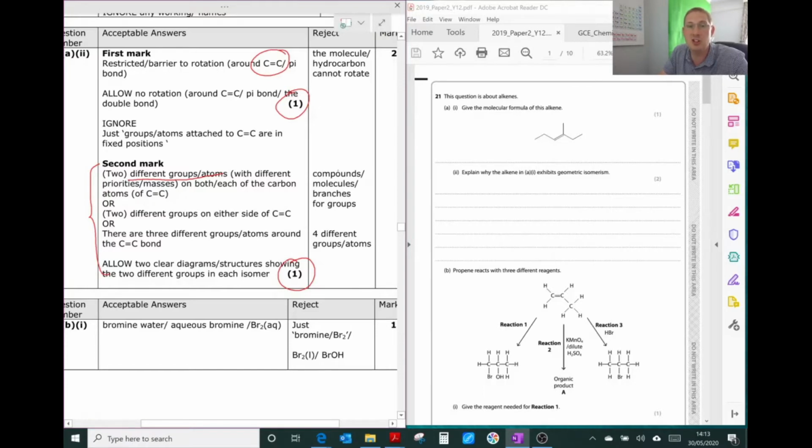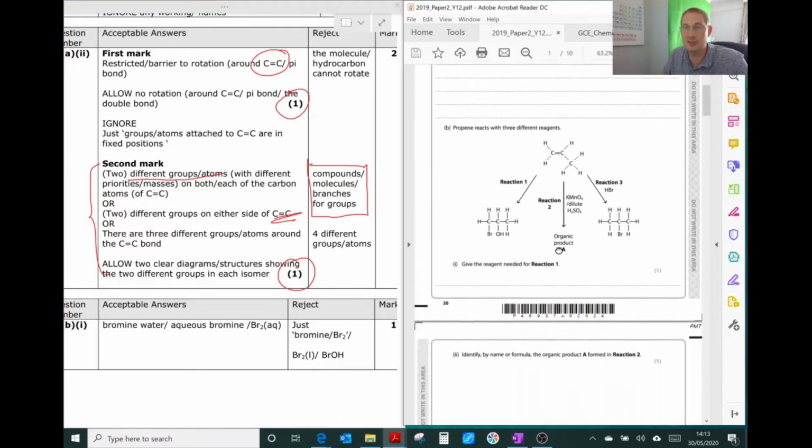But it does say reject talking about compounds, molecules or branches attached to the carbon-carbon bond, because they're not technically correct. And ignore just four different groups. You had to talk about them being on either side of the C=C bond with the restricted rotation.